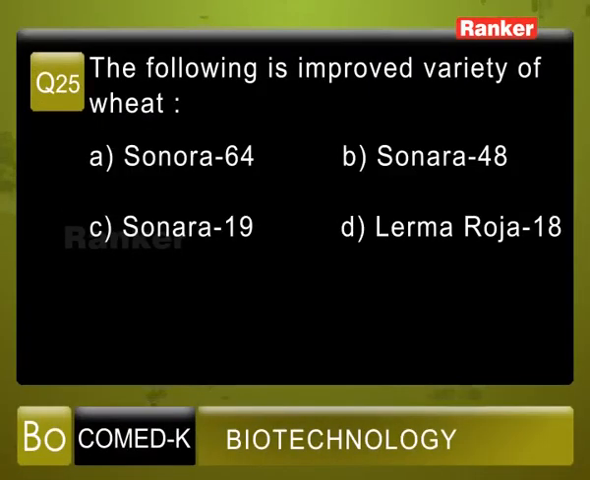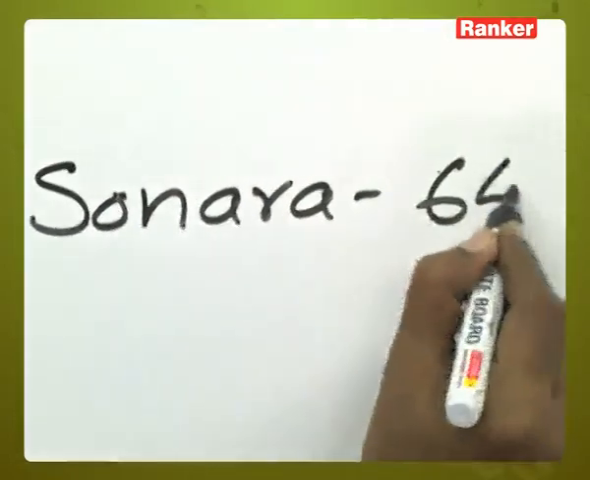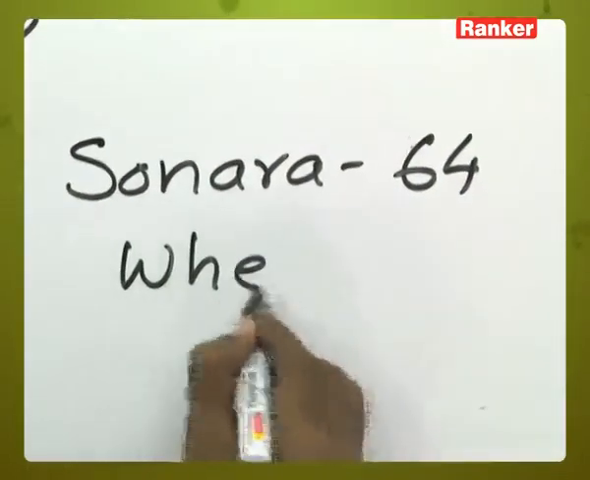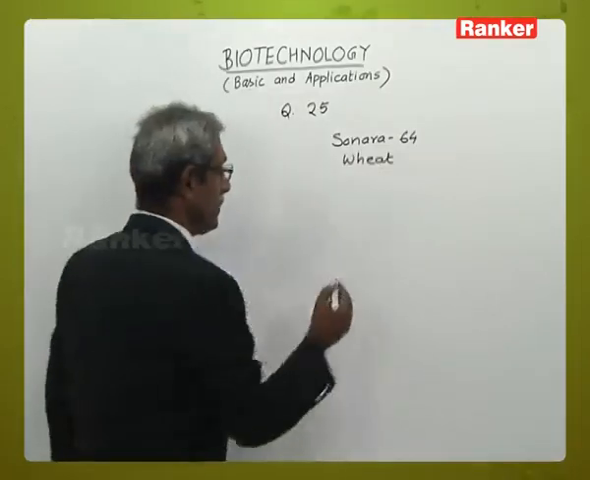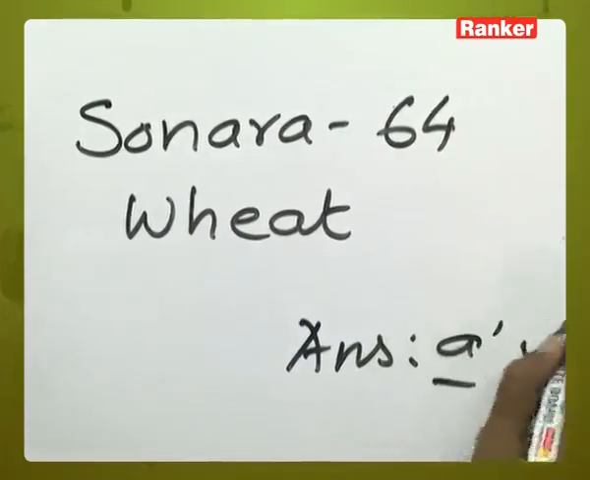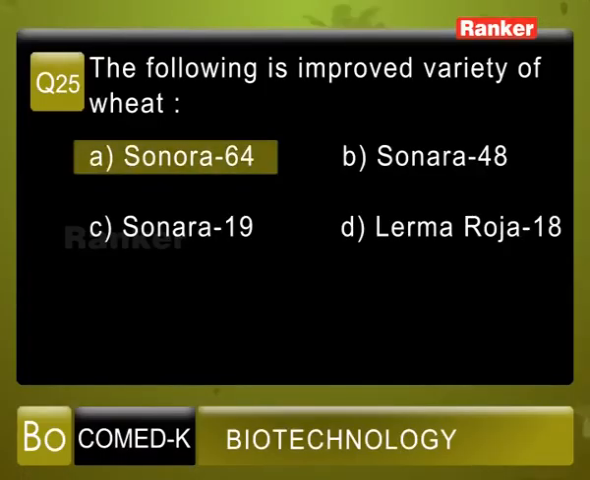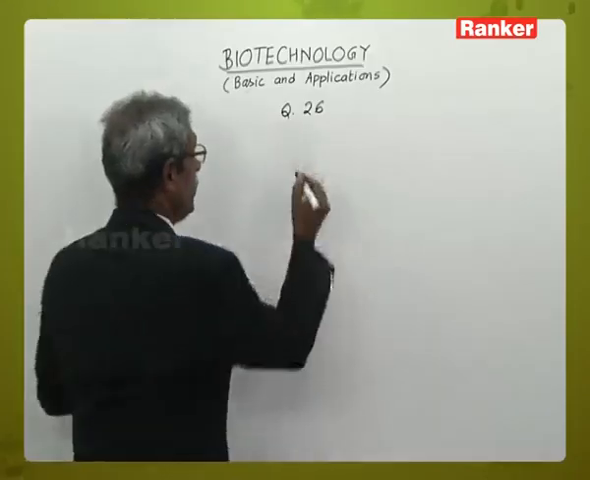Next, we go to question number 25. Question number 25 asks, which is an improved variety of wheat? We understand Sonara 64 is an example of the improved variety of wheat, and the answer is A. Sonara, in the case of wheat variety, is an example of improved varieties.